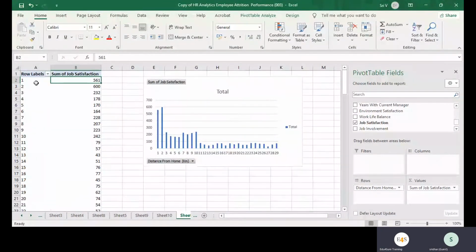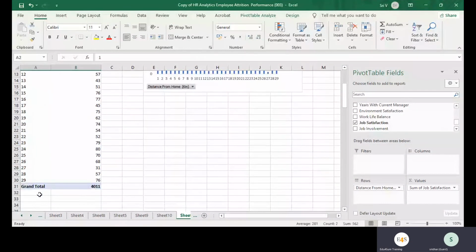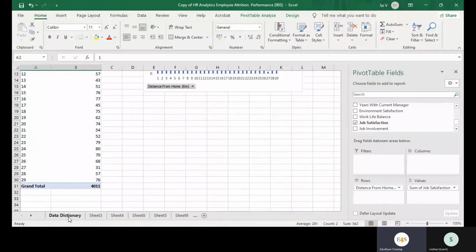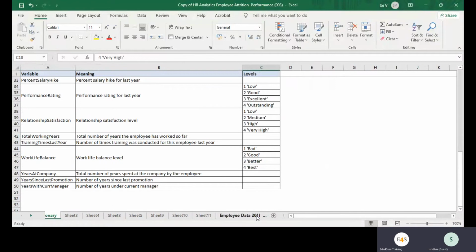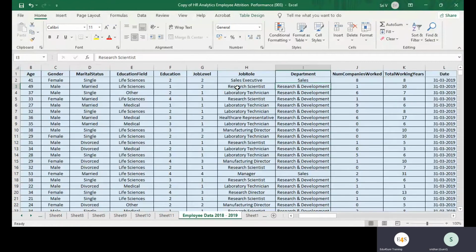What is this rows? 1, 2, 3, 4, 5, 6, 7. Is that showing distance? It is showing you the distance. Oh, the distance. I would just refer the data dictionary once. Yes, do that.